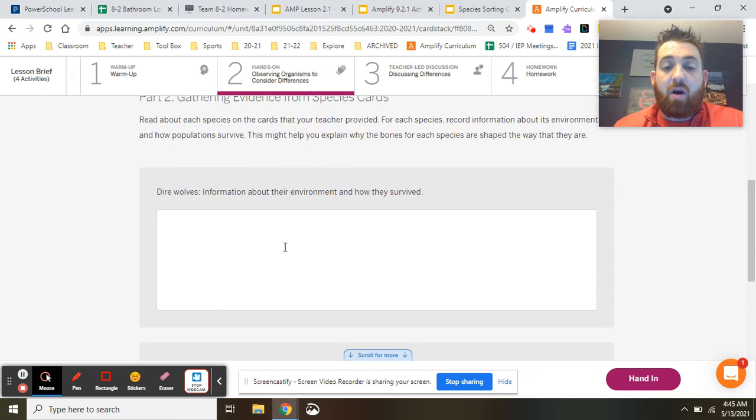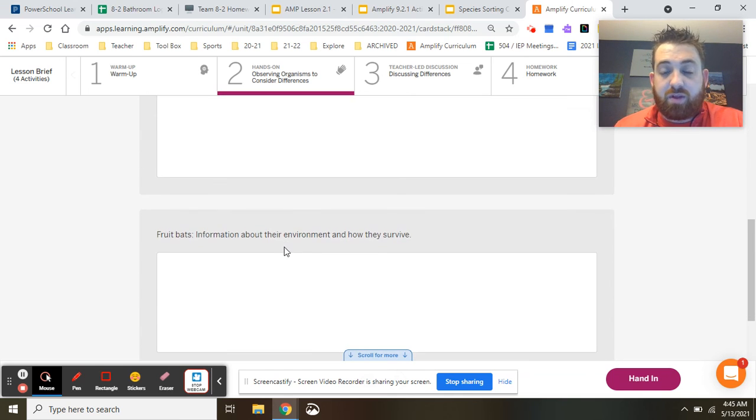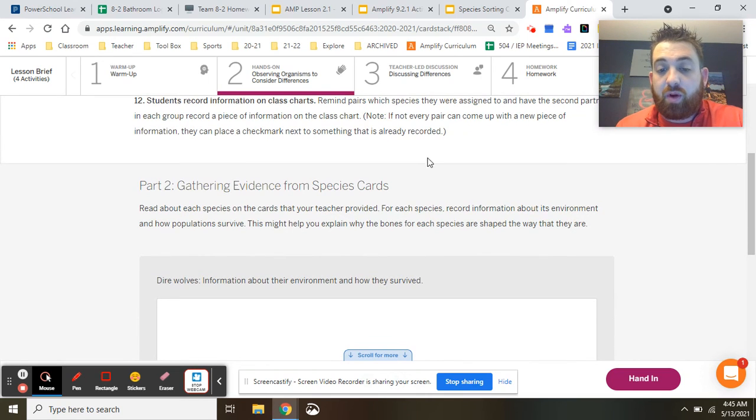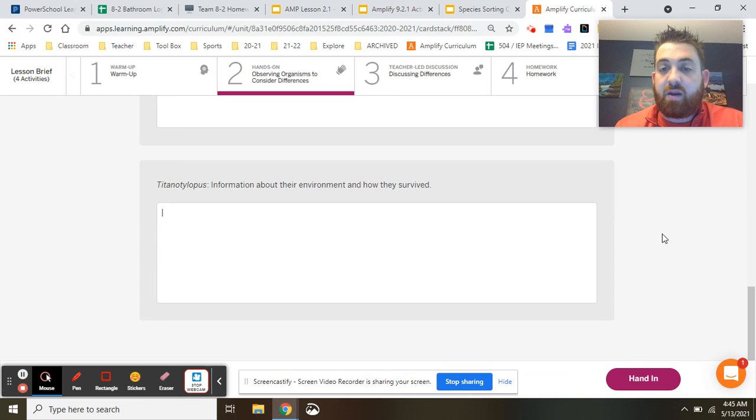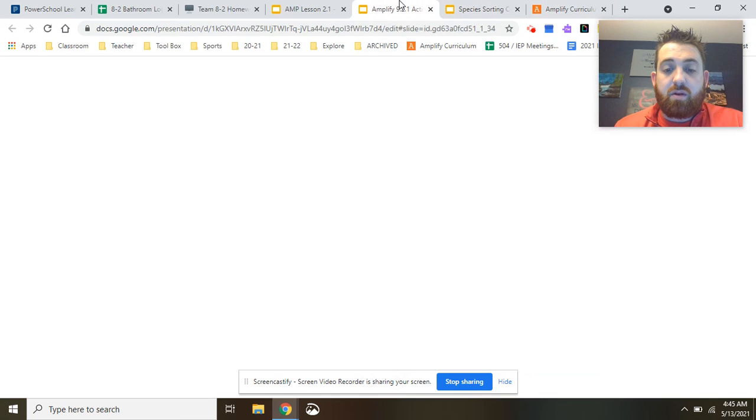When you have all the evidence from the cards that you believe is correct and useful in supporting why that is the shape that it is, you click the hand in button, and we go from there.